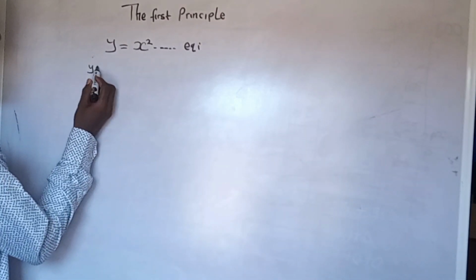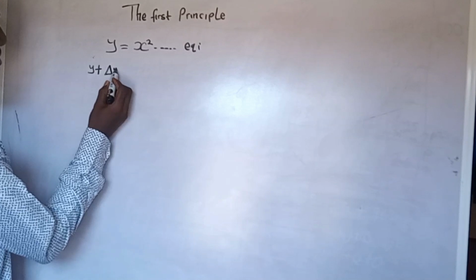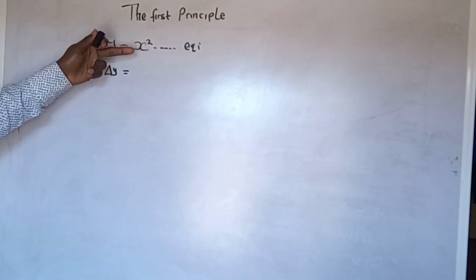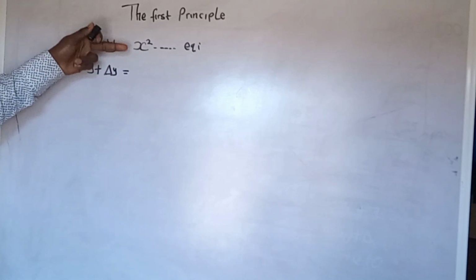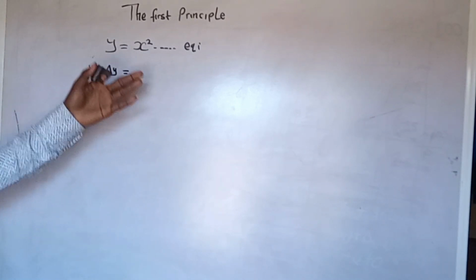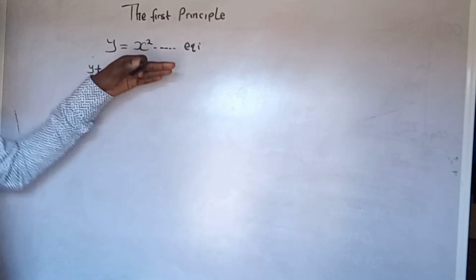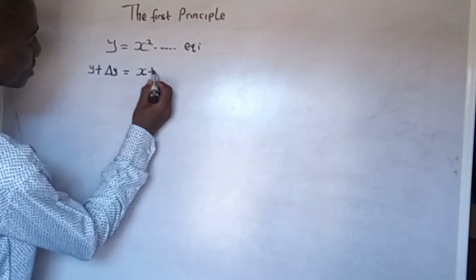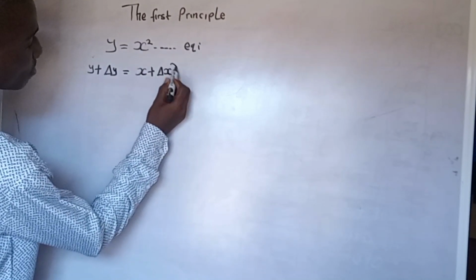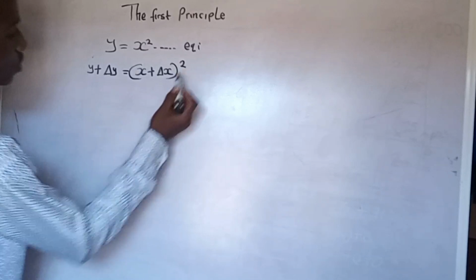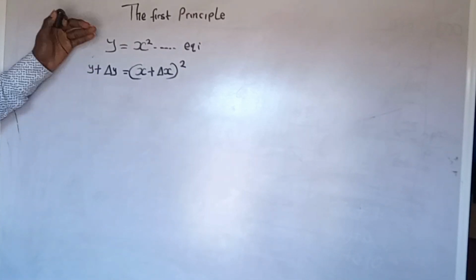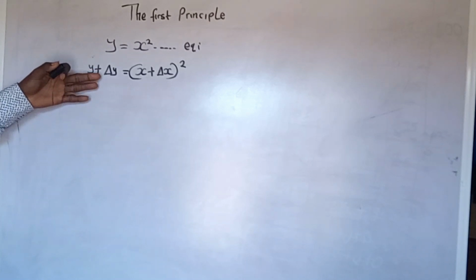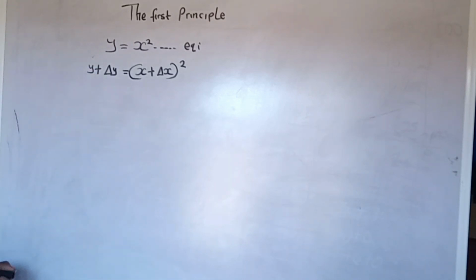So I'm going to have y plus delta y equals, now anywhere I see x, I'm having x squared here. Anywhere I see x, I'm going to input x plus delta x, because any increment in x will lead to a corresponding change in y. Because I have a square, I'm going to be squaring this also. So this is the first thing to do. Anywhere you see x, input x plus delta x. Anywhere you see y, input y plus delta y. Now let's proceed with our differentiation.